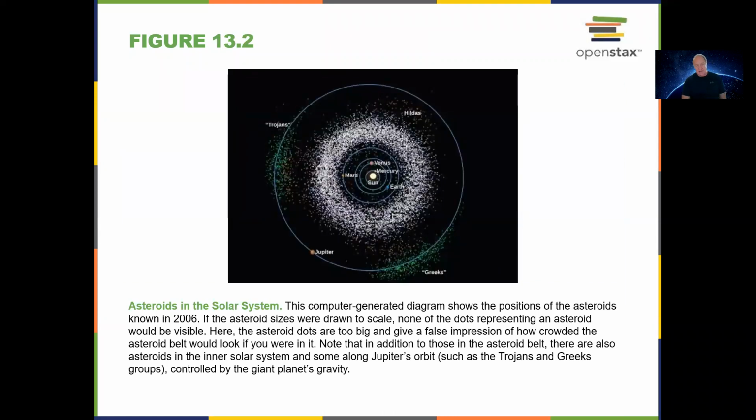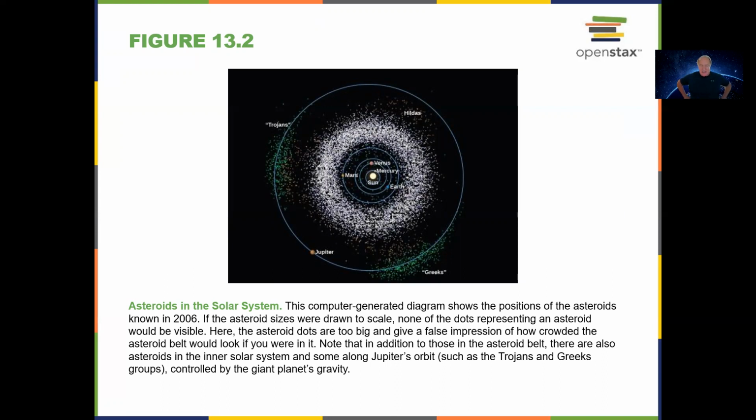So the asteroids in the solar system, this is a computer-generated diagram, shows the position of asteroids known in 2006. The asteroids are not drawn to size and were not drawn to scale. If they were, none of the dots representing the asteroids would be visible. Here, the asteroid dots are too big, and they give a false impression of how crowded the asteroid belt would look if you were in it.